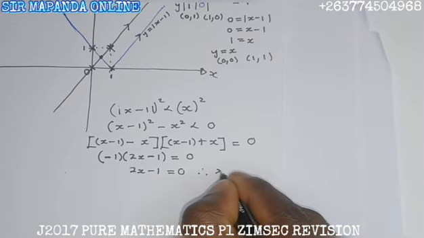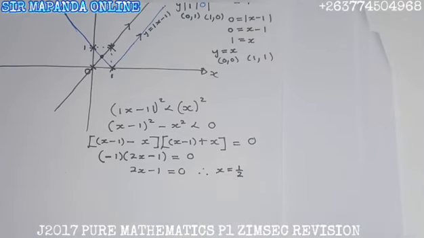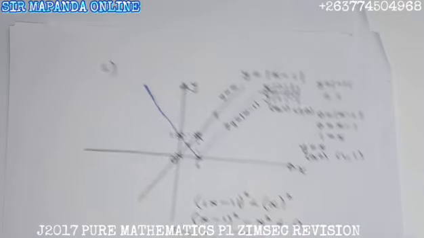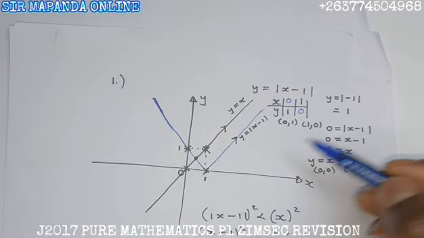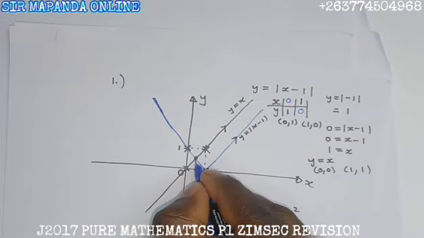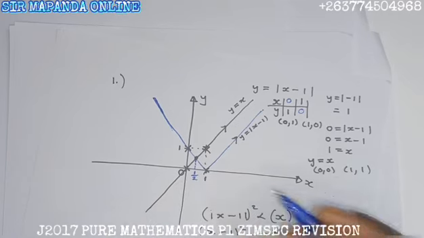Therefore, x is equal to half, which is our critical value. It simply means that at the point of intersection between the line y equals x and the modulus function, we have half. I hope you are following, class.